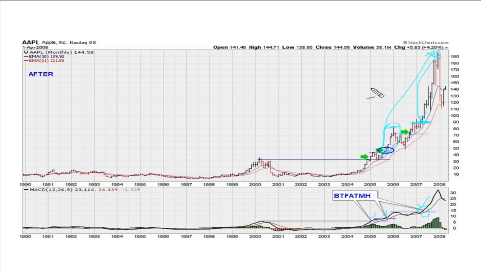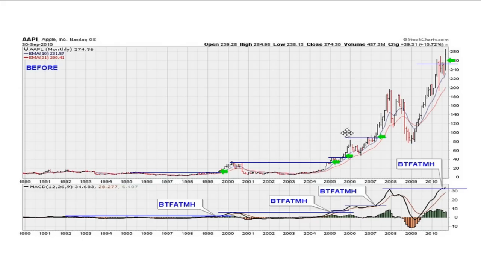Again, you double your money in less than 9 months. Why? Because we are using the MACD to tell us how powerful the stock is.